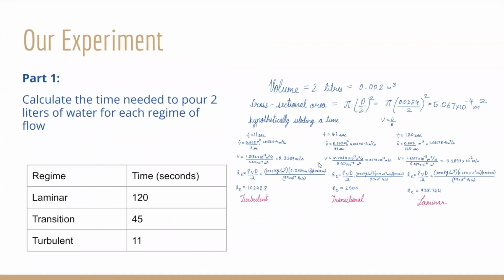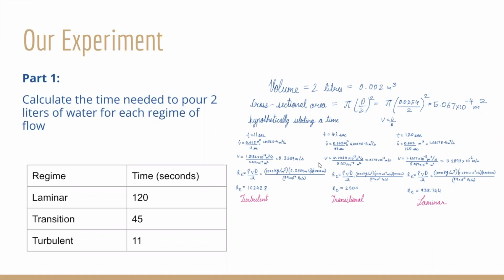So in our experiment, the way we calculate the Reynolds number is that we selected 3 hypothetical times. The first time was 11 seconds, second was 45 seconds, and the third was 120 seconds. And we had a constant volume of 2 liters because we used a 2-liter water bottle. So we knew the volume was constant. So we divided the volume over the hypothetical times that gave us a volumetric flow rate. And we divided the volumetric flow rate over the cross-sectional area, which gave us the velocity of the fluid. We then plugged that velocity in the Reynolds number formula. And these are the values that we got.